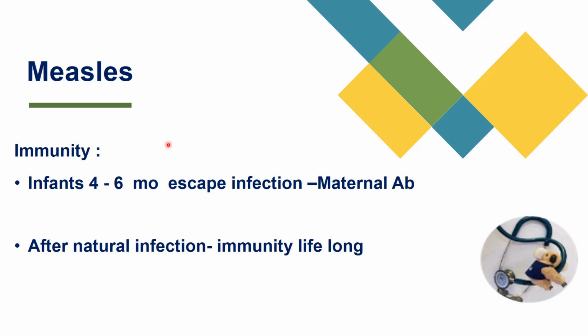The immunity after you get measles is lifelong. So once you have measles in life, you get a lifelong immunity. The second time you will not get measles. And immunity in infants: they get maternal antibody till 4 to 6 months of age. So till 4 to 6 months of age, these infants escape the infection because they are protected by the maternal antibody.